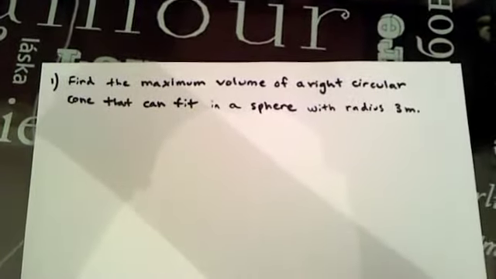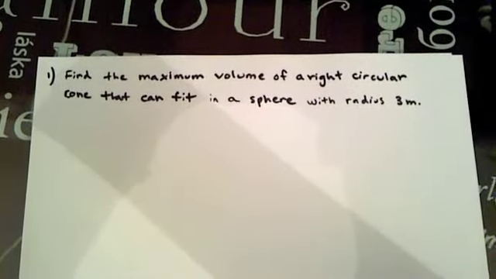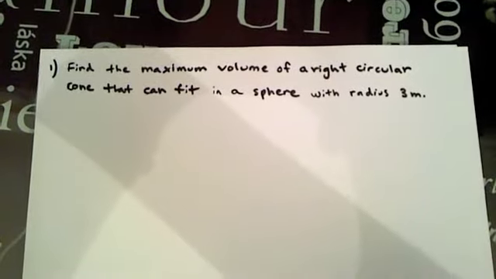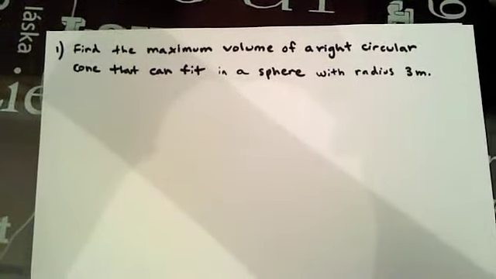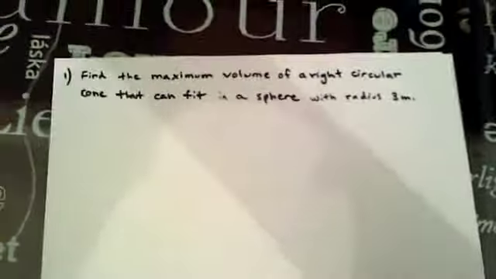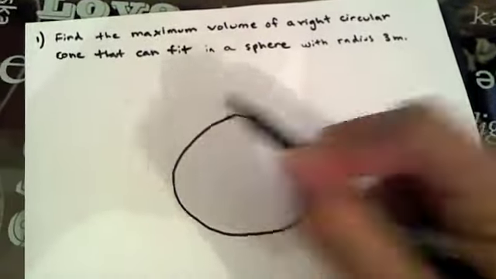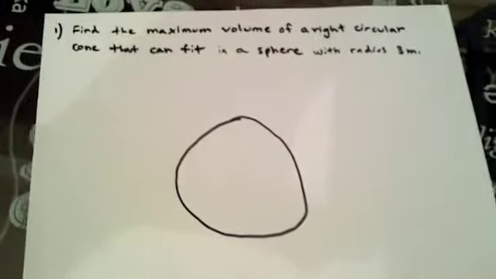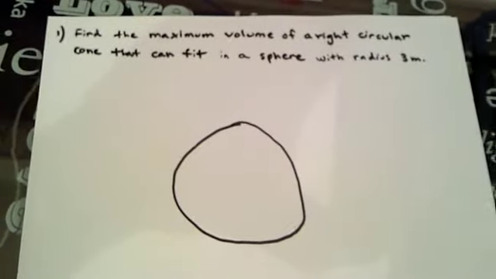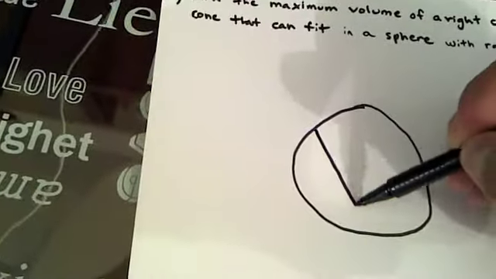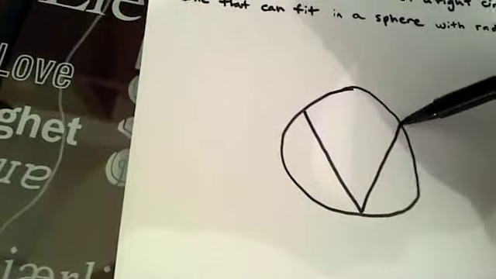Problem number 1. Find the maximum volume of a right circular cone that can fit in a sphere with radius 3 meters. With every optimization problem, what you need to do is start off by doing a diagram. So we draw a sphere and then there's a cone inside of it. So pretty much like this.